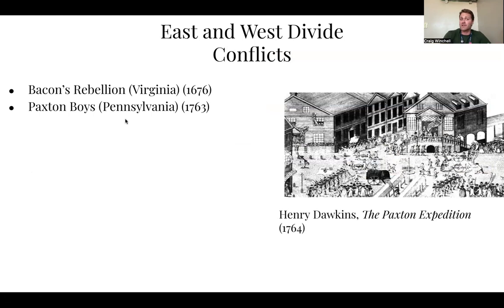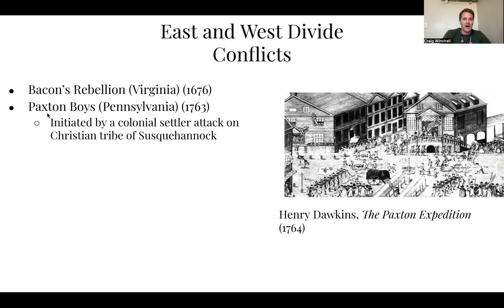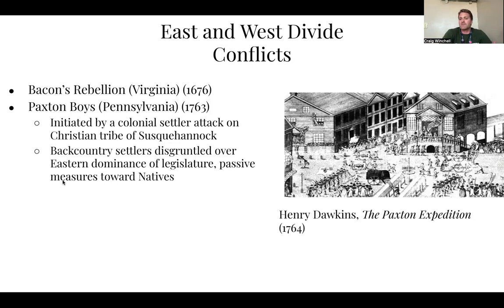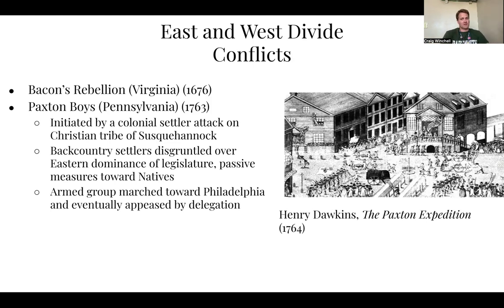We see a similar conflict in Pennsylvania called the Paxton Boys. That's helpful SFI, specific factual information, that just like Bacon's Rebellion is initiated by a native tribe, but it demonstrates that these backcountry frontier settlers are mad, angry, and frustrated because the legislature, the assembly in Pennsylvania, is not responding to their needs on the frontier, and much like Bacon's Rebellion, is being too passive, too peaceful, too accommodating, too friendly to the Native Americans. This armed group, much like Bacon's Rebellion, I told you, we get mad, we burn things down. This armed group marches towards Philadelphia, eventually gets appeased or compromised with the delegation.